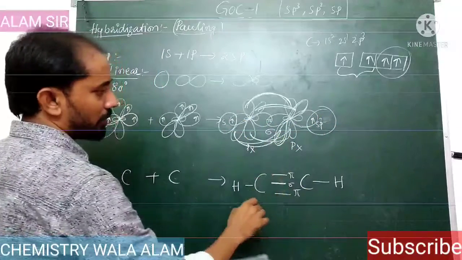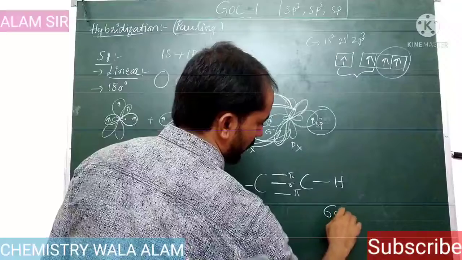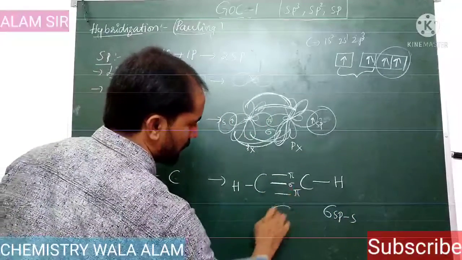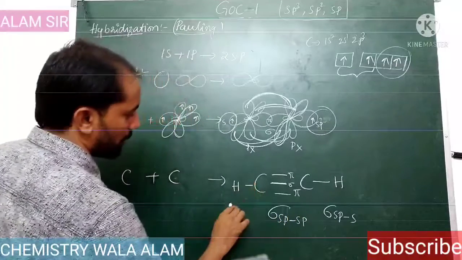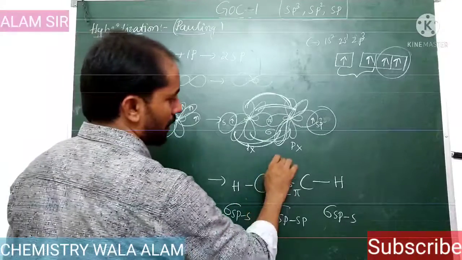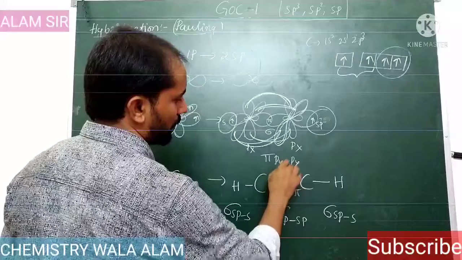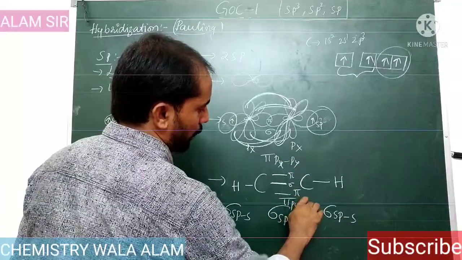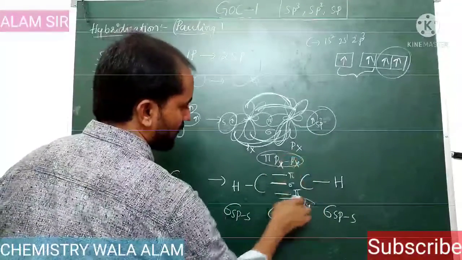So this bond here, which one? This bond is sigma sp-s. This bond is sigma sp-sp, and this sigma bond is sigma sp-s. Then what about the pi bonds? Px-px, and py-py. Now this is one pi bond, this is another pi bond.